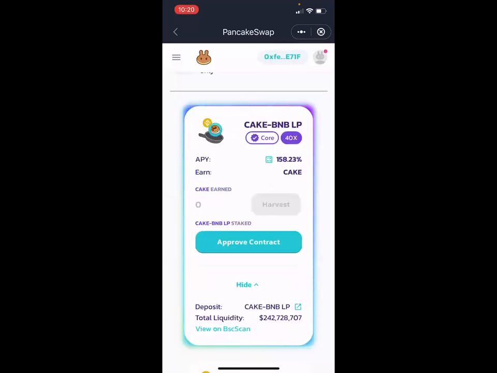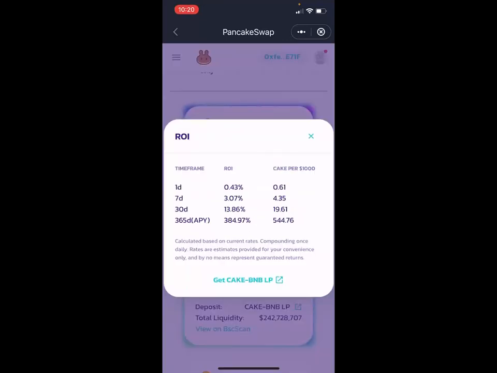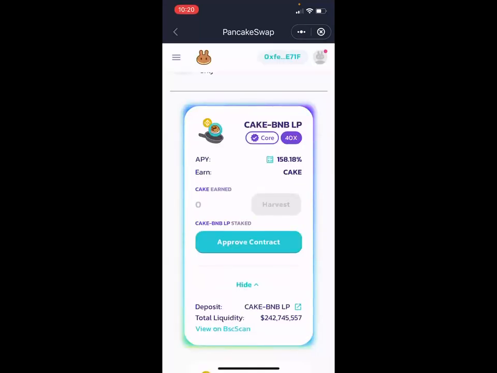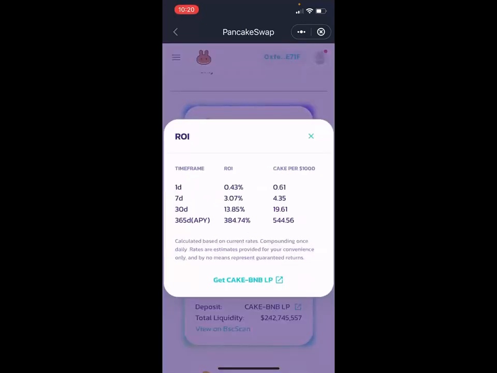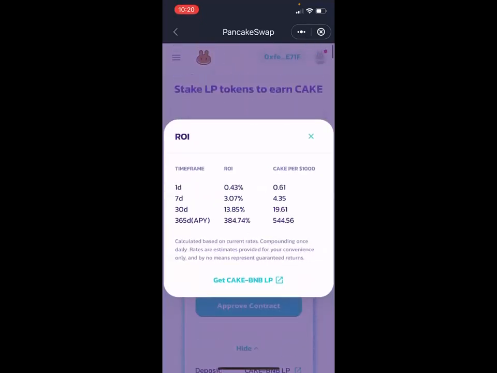So if you guys are looking on the farm, click that little blue calculator. It's showing you what you're breaking down per day, per 7 days, per 30 days, per 365 days. So it's compounded, right? Compounding once daily. So that's why it turns into 384. So you see 158, don't be deceived. That's the real one if you leave it in.